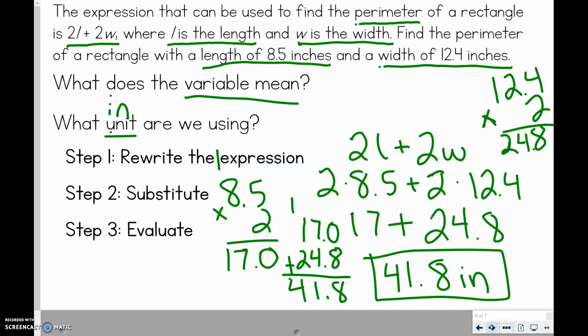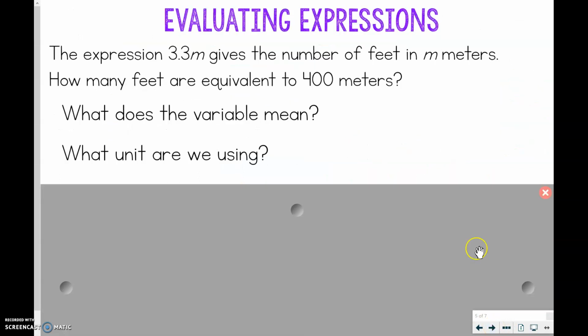Let's try another problem. I'll go a little faster this time now that we're getting the hang of it. So this one we've got the expression 3.3 m gives the number of feet in m meters. How many feet are equivalent to 400 meters? Okay, so first things first is what does our variable mean? So our variable is this m right here. And they tell us that m is for meters. Okay, so that means for our variable, we're going to need to substitute in some kind of meters for that. And since they tell us 400 meters, we know we're going to use that.